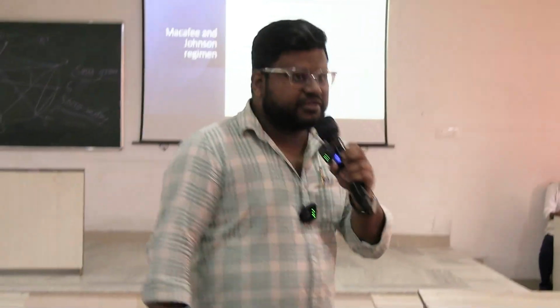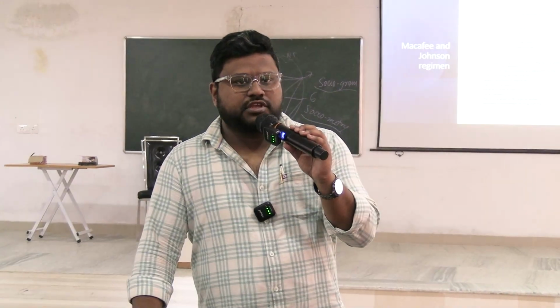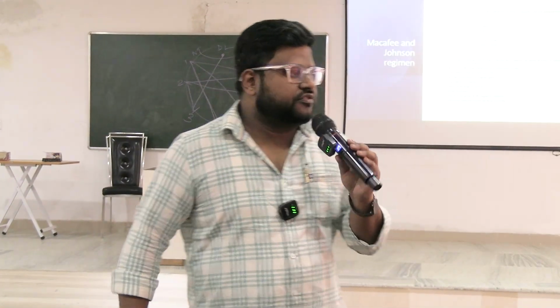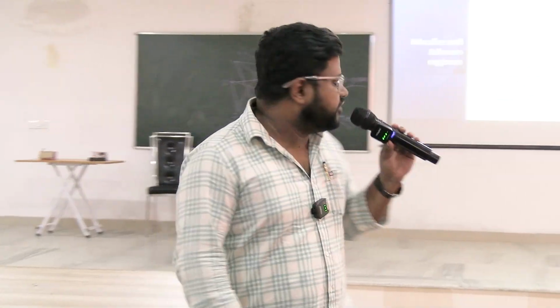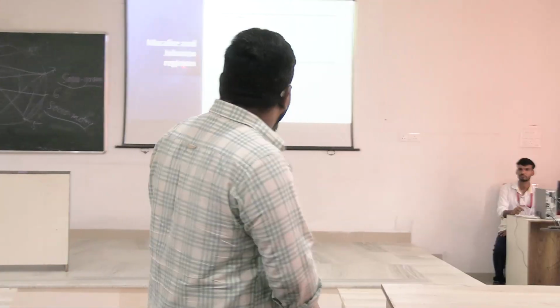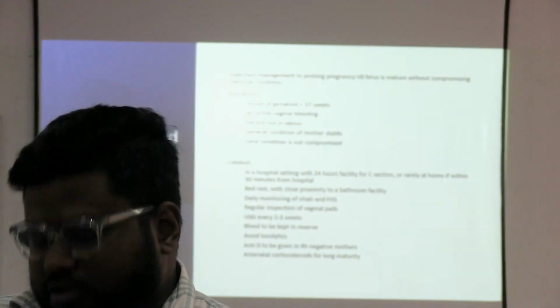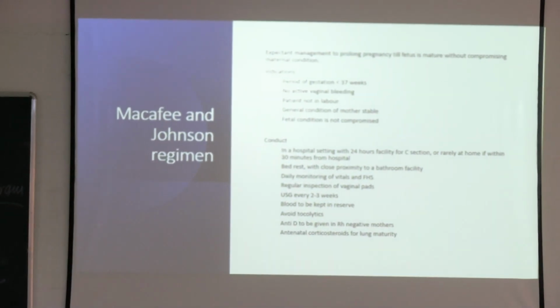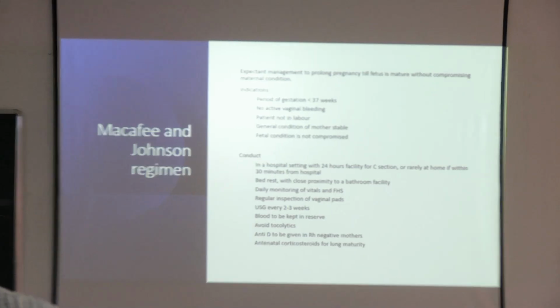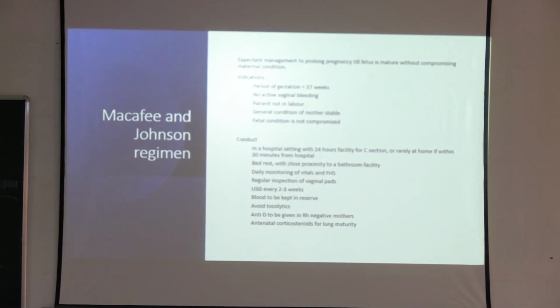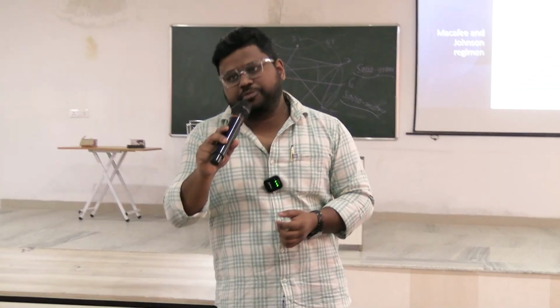Conservative management for placenta previa. This is basically whenever a placenta previa bleeds, but she is not term yet, she is before 37 weeks, you have to go for a conservative management, which is known as the Macafee and Johnson regimen. So what we do is we admit this patient. You admit the patient and you observe the patient.